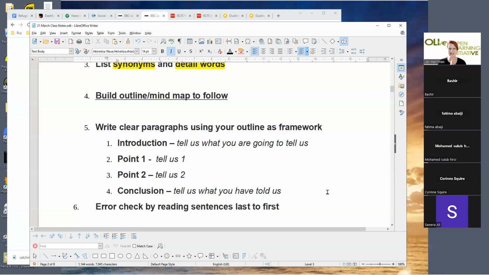So that's the kata. Tell us what you're going to tell us. Then write a paragraph on each of those ideas that you've told us you're going to tell us about, supported with examples. All right. And then in the conclusion, you tie it all together, referring to what you have said in those paragraphs.